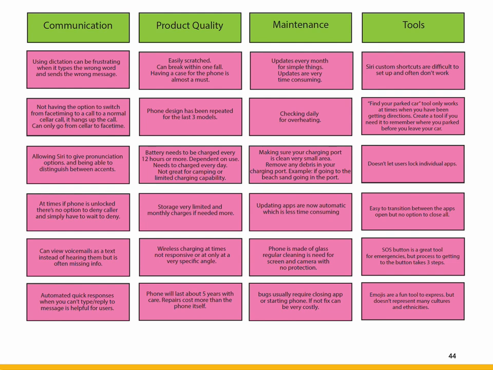Now for a couple examples that I really like. Here's one, and it has the 4 categories. It has communication, product quality, maintenance, and tools. I like this because it followed the pattern of subject, verb, object.